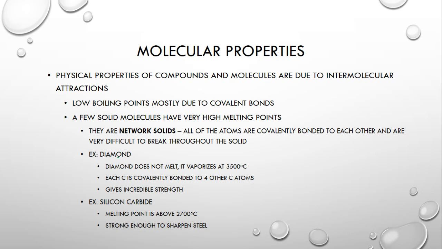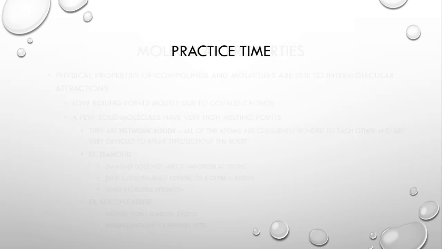Diamonds are often used to cut things that are considered impossible to cut, like diamond-tip drill bits and saw blades, because of their unique strength. Okay. Now for your practice time, I wanted to make the point to you that determining whether or not covalent compounds are polar has a lot to do with their shapes.